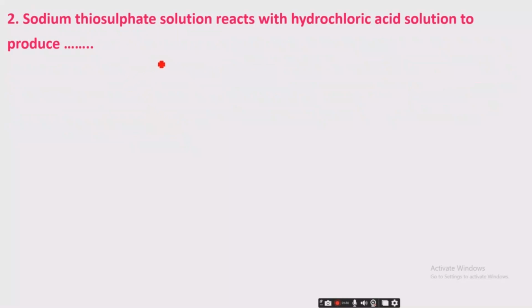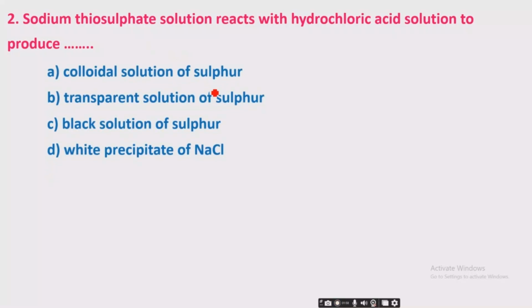So next, sodium thiosulfate solution reacts with hydrochloric acid solution to produce, and these are the options for this question. So the correct option is option A, that is colloidal solution of sulfur. So when sodium thiosulfate reacts with hydrochloric acid, one of the products is colloidal solution of sulfur. So let's see the explanation for this question.